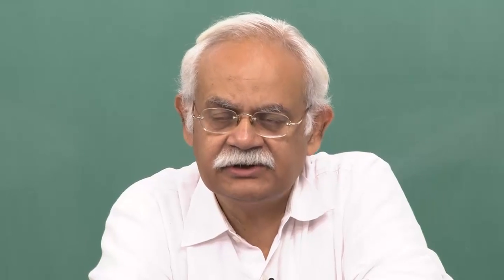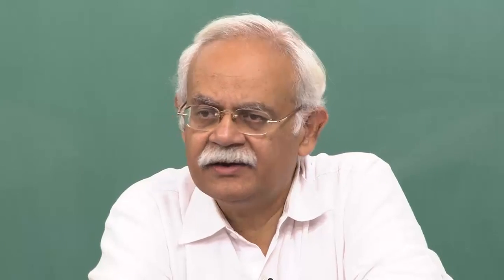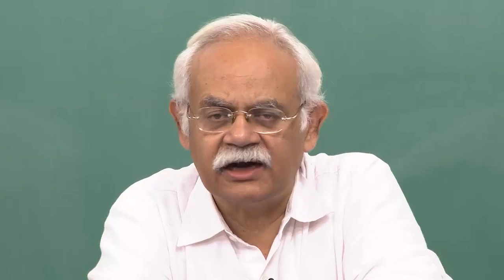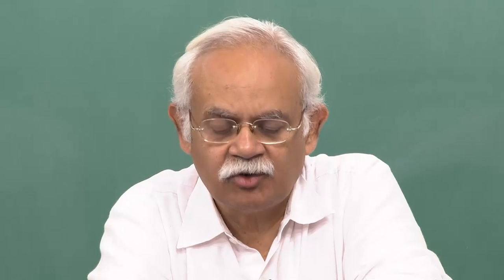After the hydration has reached a certain level and a certain amount of strength has developed, that is what we said when we said desired properties are achieved, then we can indeed remove our paraphernalia for providing the water and so on and let the concrete stand on its own. Wet curing can be achieved by methods such as ponding, which means that we just let the water stand, wet hessian cloth covering, which could be gunny bags or any such cloth which is wrapped around the concrete structure, and that cloth is kept wet either by sprinkling or pouring water over it.